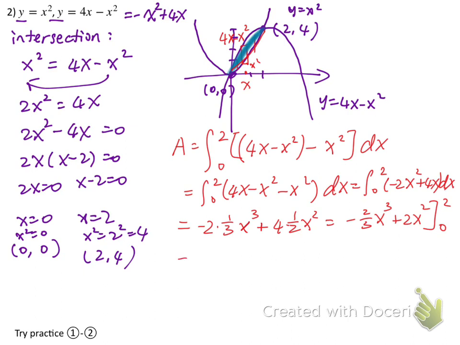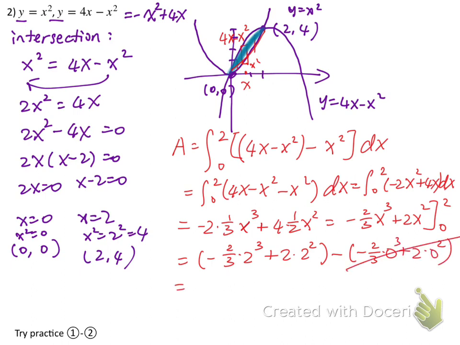At 2, we have negative 2 thirds times 2 to the third power plus 2 times 2 squared. Again, at 0, we have everything 0. That whole thing is 0. So negative 2 thirds times 8 plus 8. That will be negative 16 over 3 plus 8, which will be 24 over 3. And that gives me 8 thirds.